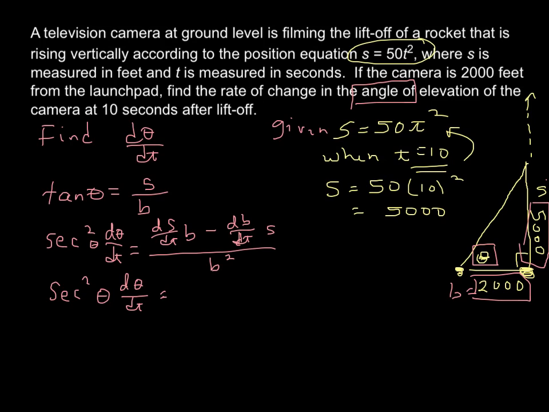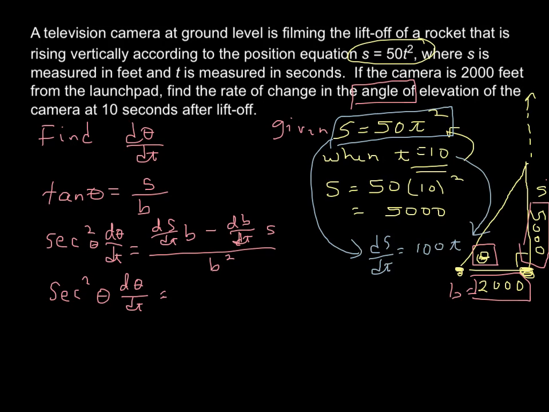All right. So secant squared theta d theta dt, we don't know what any of that is, equals ds dt. Well, what is ds dt? We don't know yet, but we have what S is. So I'm going to use this to solve for ds dt. So ds dt equals 100 t. You could say dt dt, but then that would just be itself, 1. So, okay, when we solve for this, and we're doing this when t equals 10, we get 1,000 for ds dt.